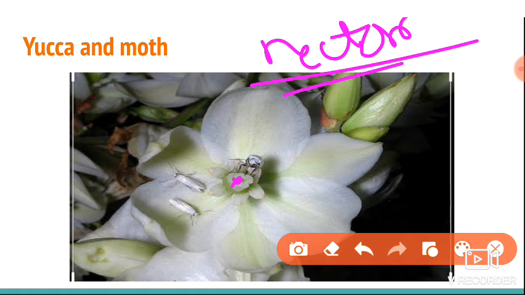These are the three rewards that the plants give to the animals. One is pollen grain, which is itself a reward. Second, safe places to lay the eggs for many animals. And next to that, we can take nectar. Nectar is also one of the important rewards.